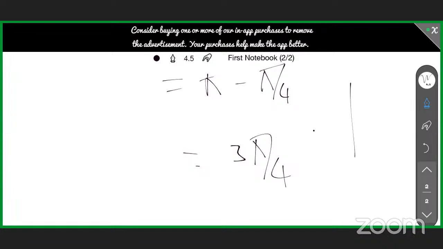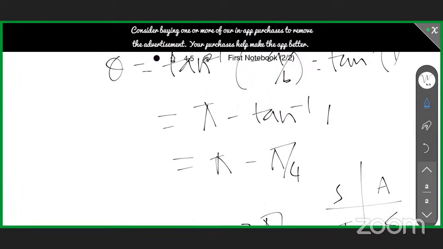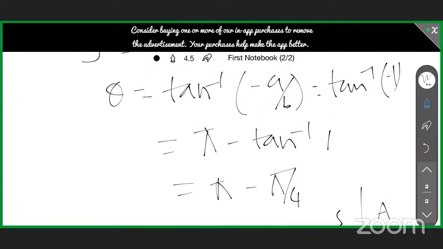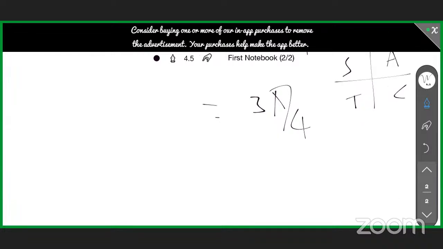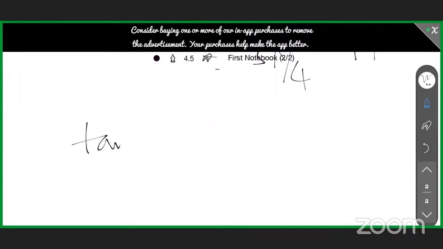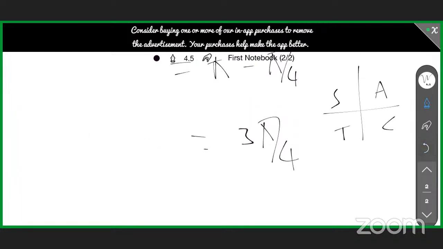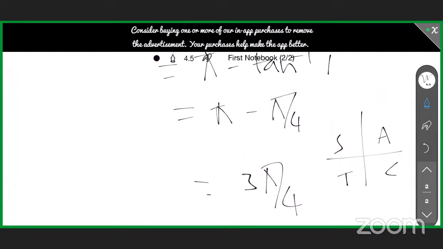Sir, I don't understand. ASTC rule. And all the more, this is one of the properties of an inverse trigonometric function, tan inverse of minus theta. And all the more, if you don't know all those properties, at least use ASTC rule.